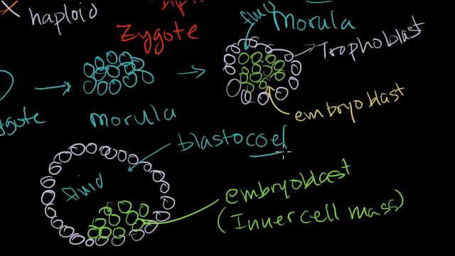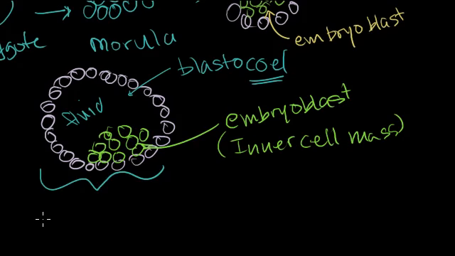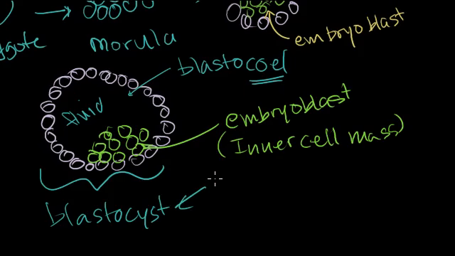Blastocele. A very non-intuitive spelling of the seal part of blastocele. But once this is formed, this is called a blastocyst. That's the entire thing right here. Let me scroll down a little bit. This whole thing is called the blastocyst. And this is the case in humans.